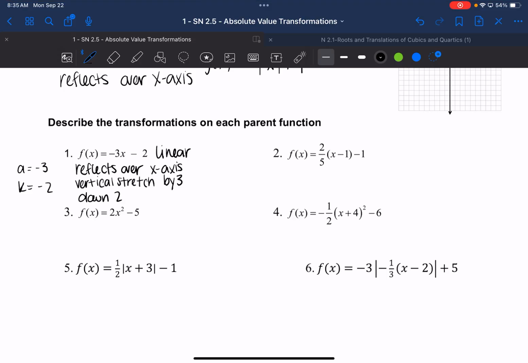Okay. All right, so I want you guys to try 2 through 6, writing down what the parent function is, which is what we wrote here, and then describe the transformations for me. So you may need to flip back to the front page to see what some of those things are called if you don't remember.